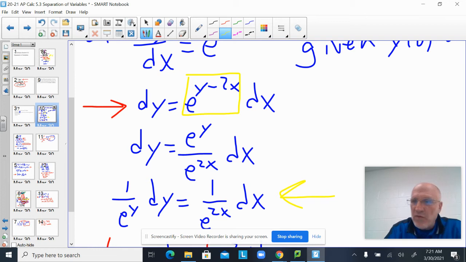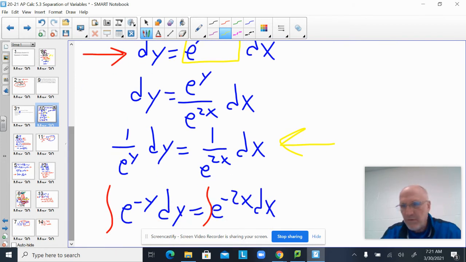And I'm going to rewrite both of those as negative exponents, which I did right here. Before I wrote the red integral signs, I just wrote e to the negative y dy equals e to the negative 2x dx. Now I am, in fact, ready to integrate both sides. So I put those red integral signs. Now I want you to recognize that both of those sides of that equation, the left and the right, require a u substitution. So don't forget all the things we've already known.